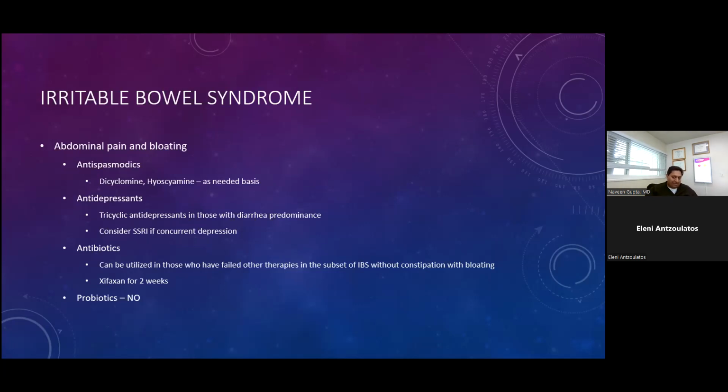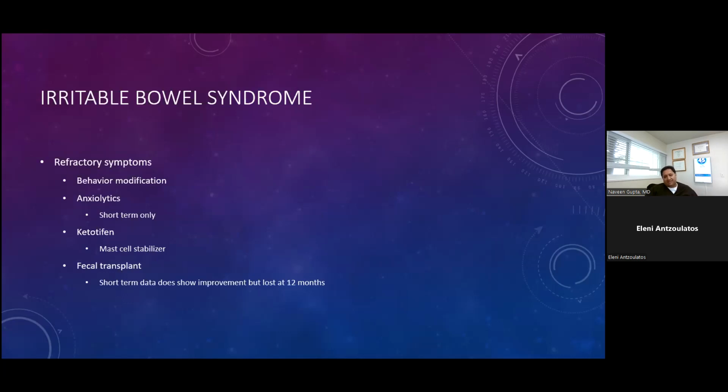Finally, like probiotics that we talked about before, there is no recommendation for the use of probiotics in irritable bowel syndrome. I'm not saying you can't try it. It's harmless. You can try it. If you feel better, great. But there is no company line recommendation that I can use.